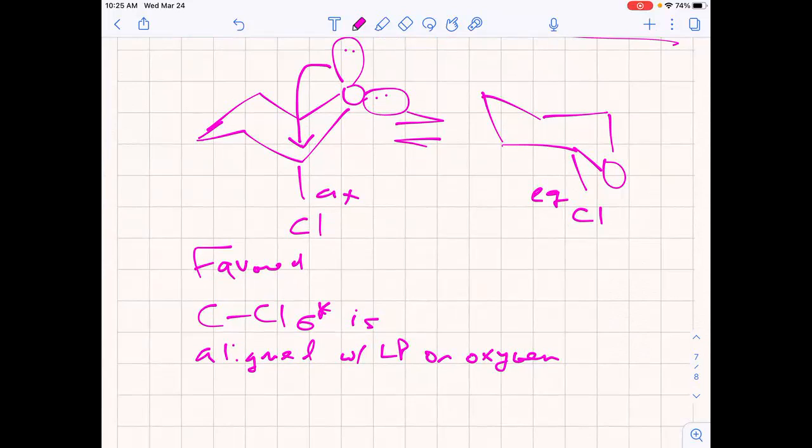Right, and if that chlorine wasn't axial, then you wouldn't see that interaction between the lone pair on oxygen and the sigma star orbital in the carbon chlorine bond. You wouldn't see that. All right, any questions about that? So what you'll see in this particular case is a lengthening of that carbon chlorine bond, right? Because you're donating into sigma star, or you're overlapping with sigma star.